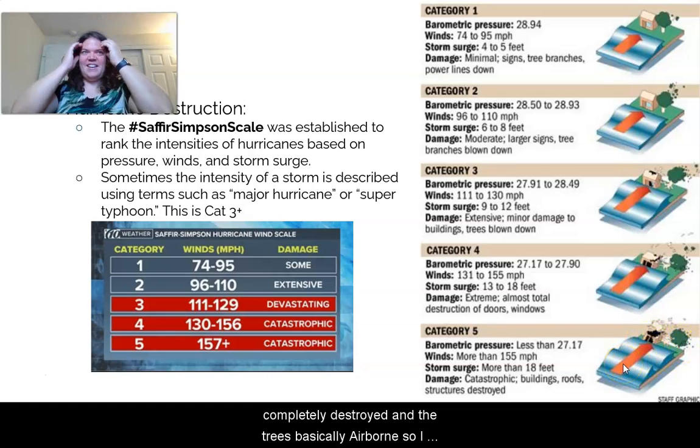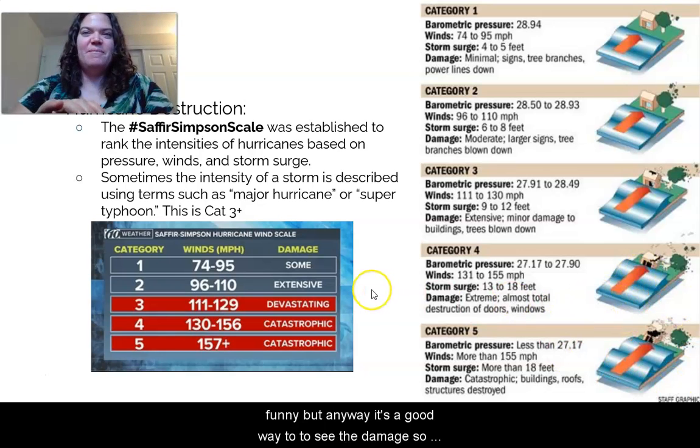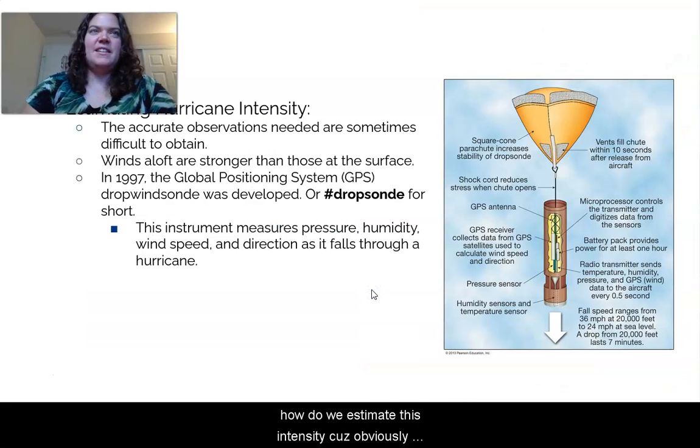So I just love how extreme it shows the damage. It's not funny, but yeah. Anyway, it's a good way to see the damage.